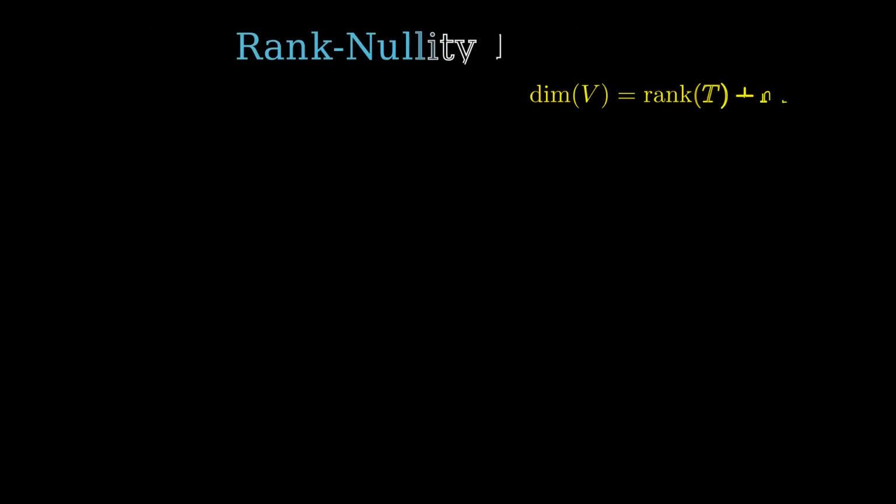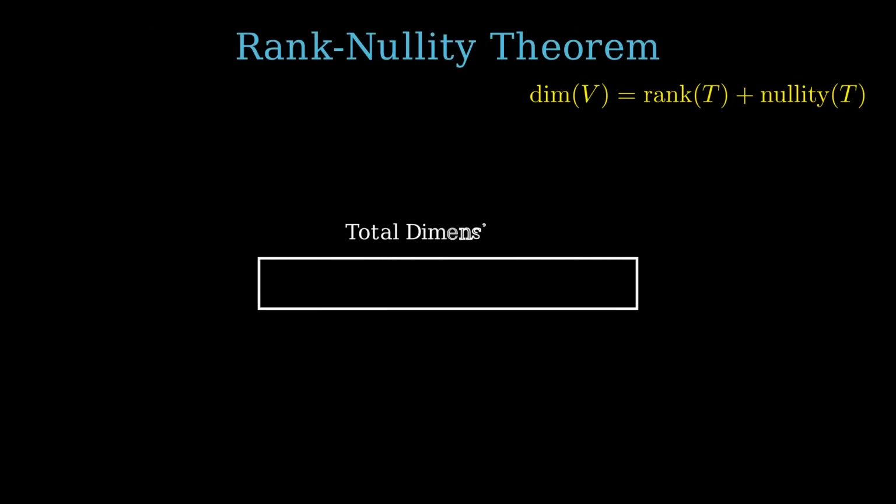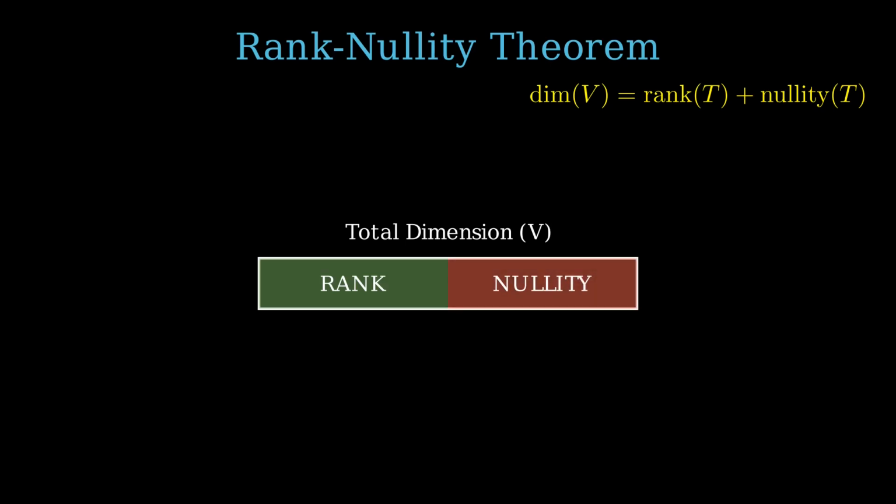The rank nullity theorem is a conservation law for dimensions. Think of the input dimension as a fixed amount of energy. When a linear transformation acts on a space, it splits that dimension into two parts: the rank, which is the dimension that survives, and the nullity, the dimension that is crushed to zero.